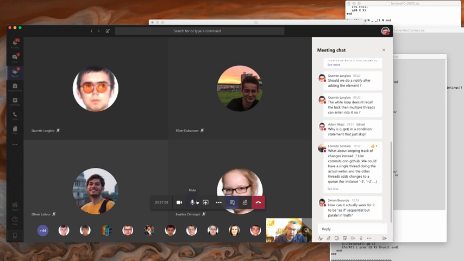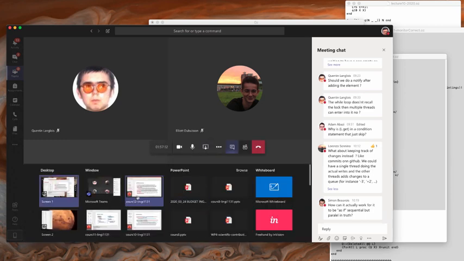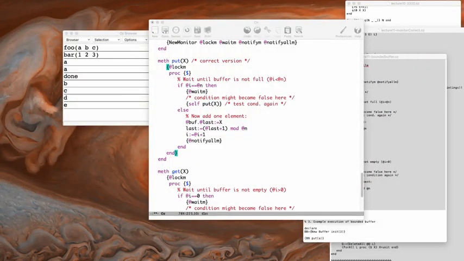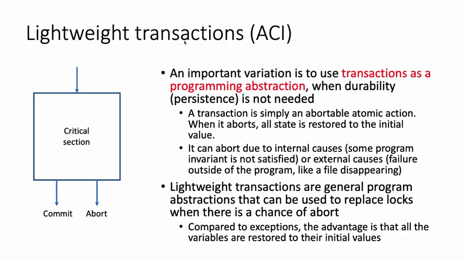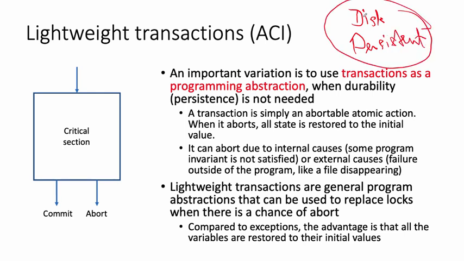So let me go back to the slides here. Okay. So there's also a concept of lightweight transactions. So remember, in a bank, the transaction is stored on a disk and it's persistent. So it survives even if you have a crash. But sometimes that's not needed. Sometimes you don't need persistence. You want the nice ability to do commit or abort, but you don't care about persistence.